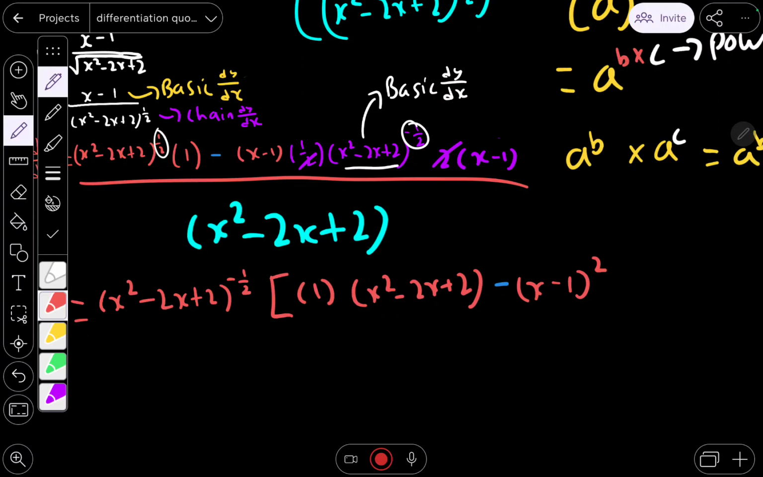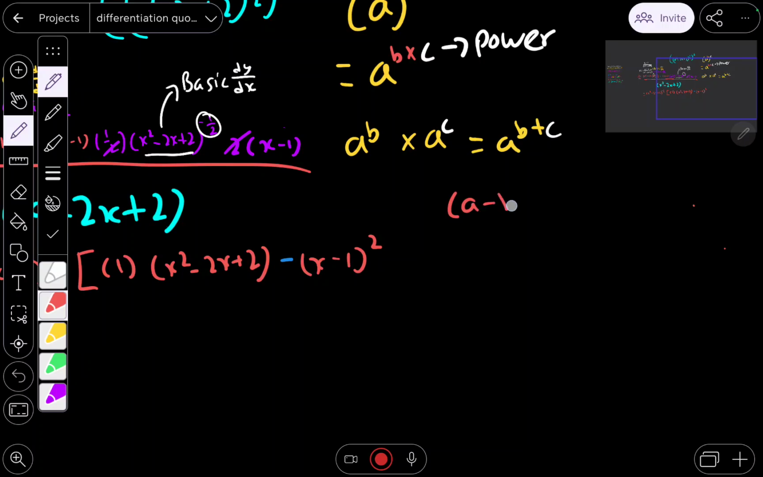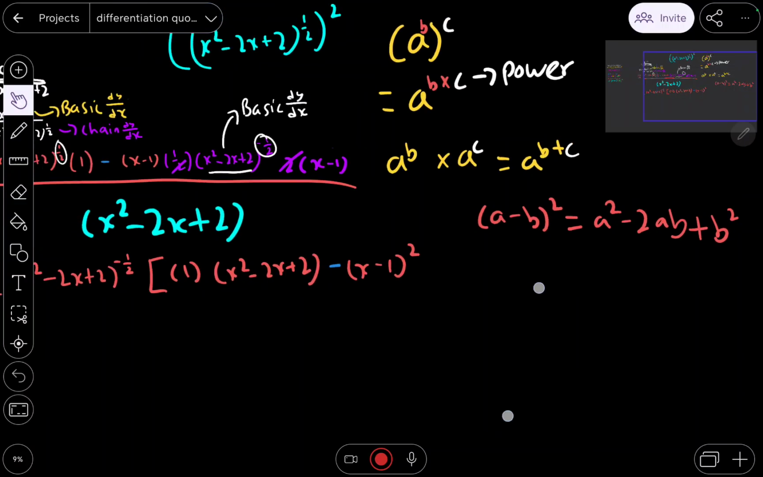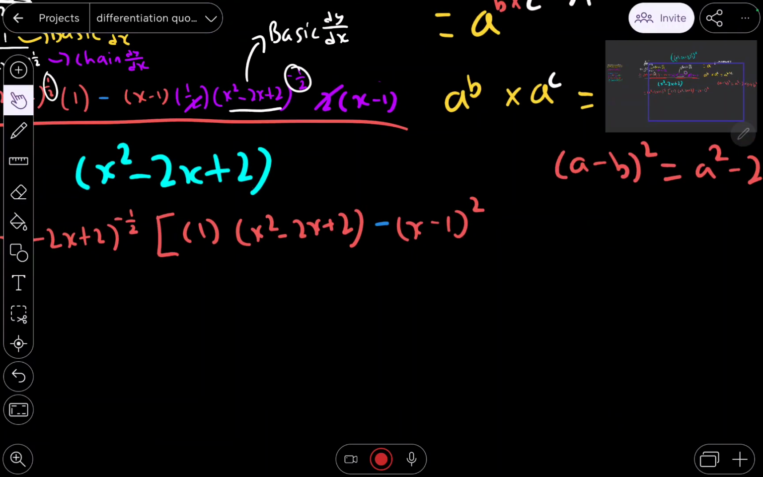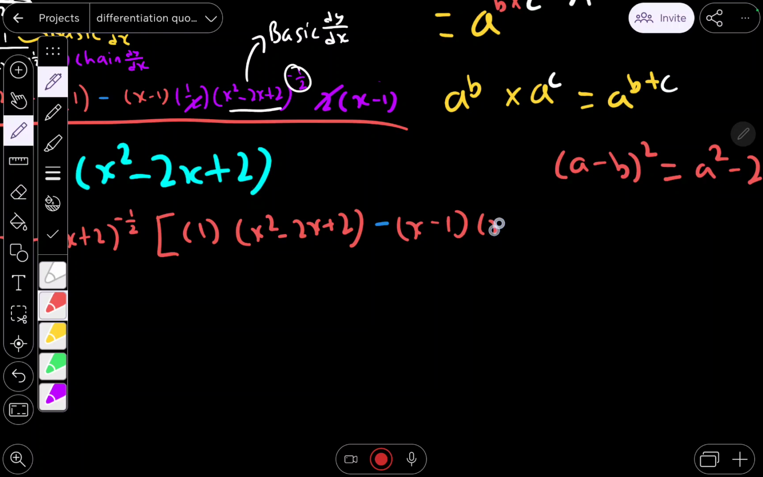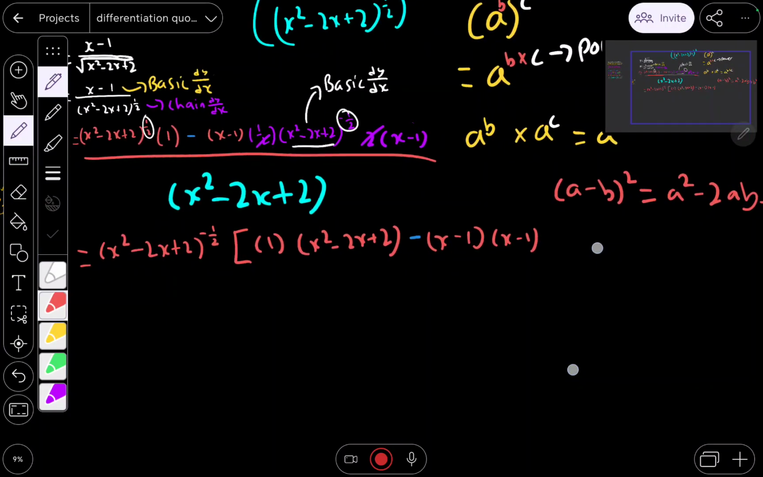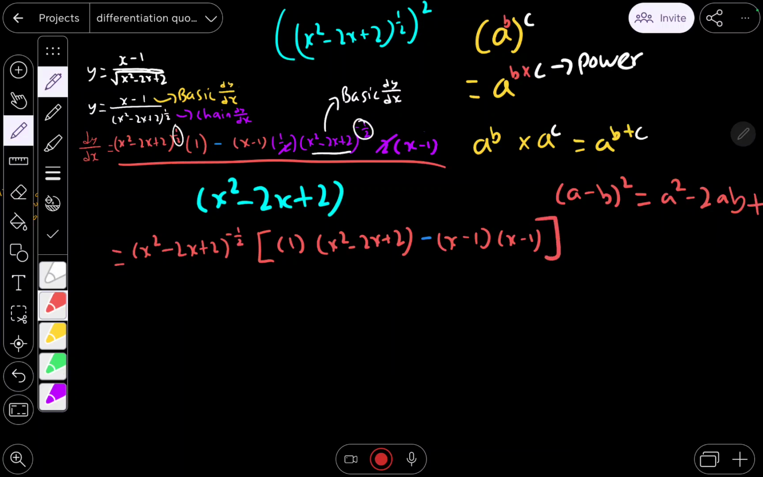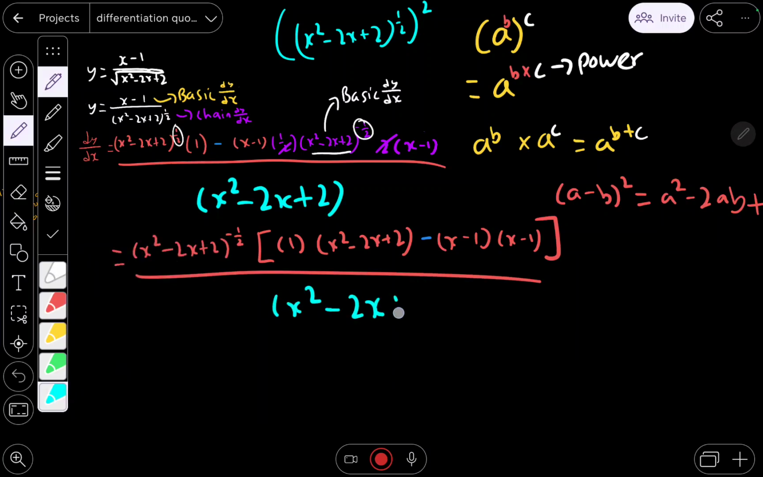If you know your identities, you know that a minus b squared is the same as a squared minus 2ab plus b squared. So this is an identity which can help you remember, so you can expand faster. But for this case I'll write out double, because anyways I'm still going to expand. So that's all we have, right? Because minus half and half, they are the same. So I will close the bracket, over x squared minus 2x plus 2.